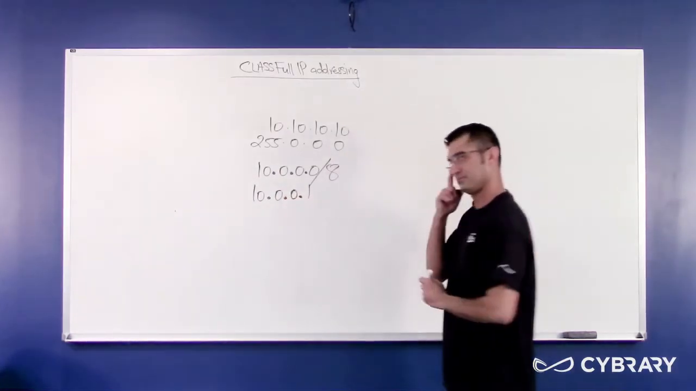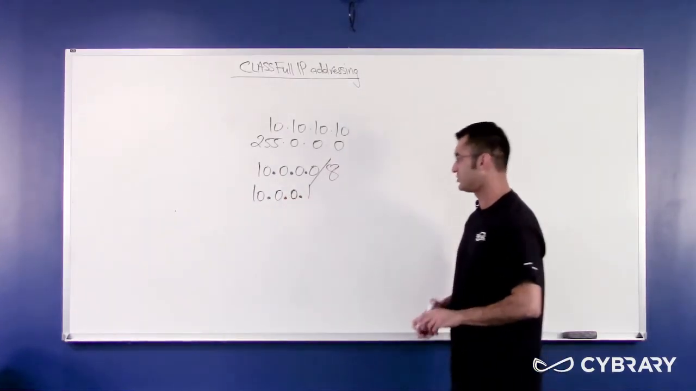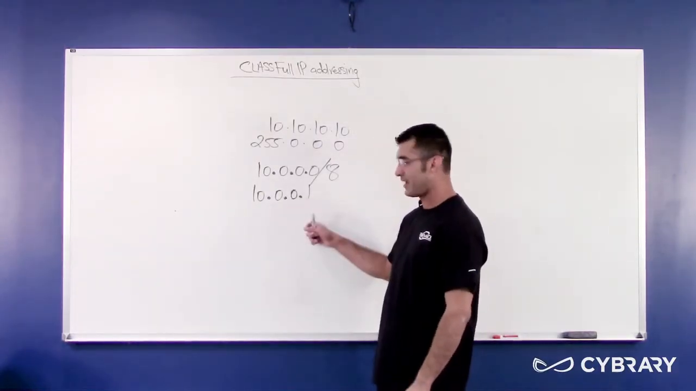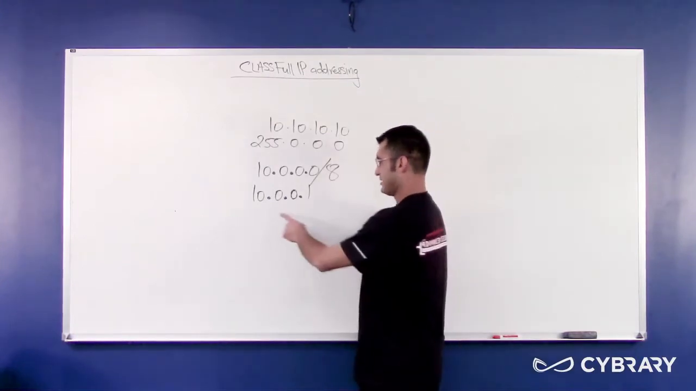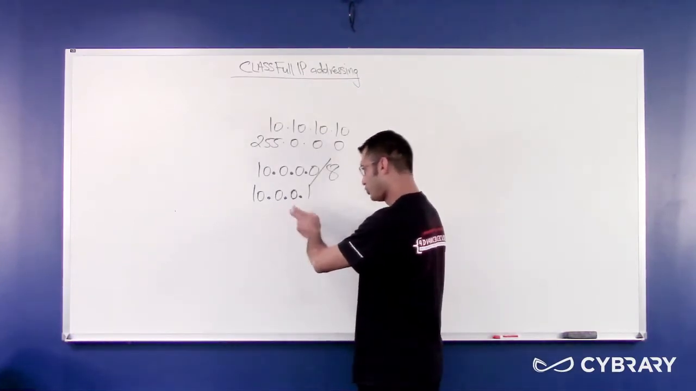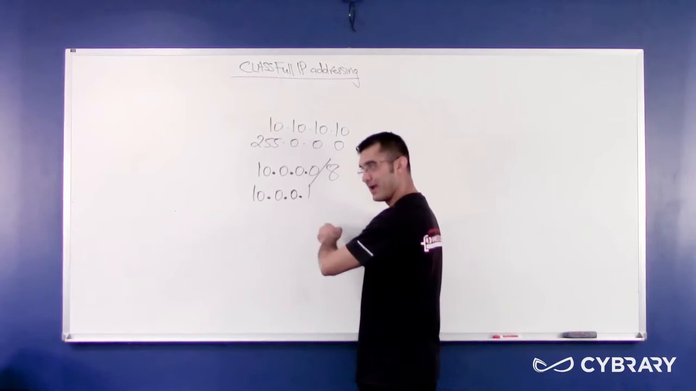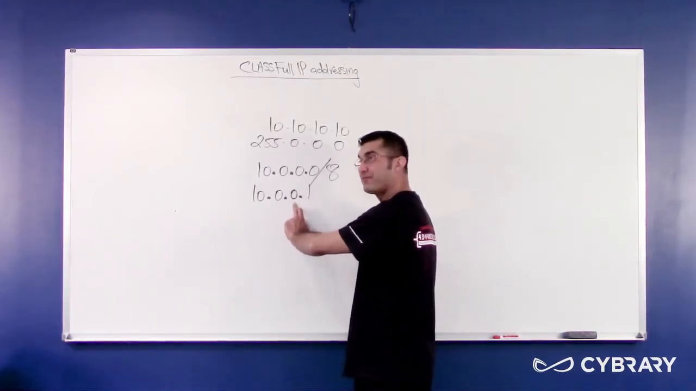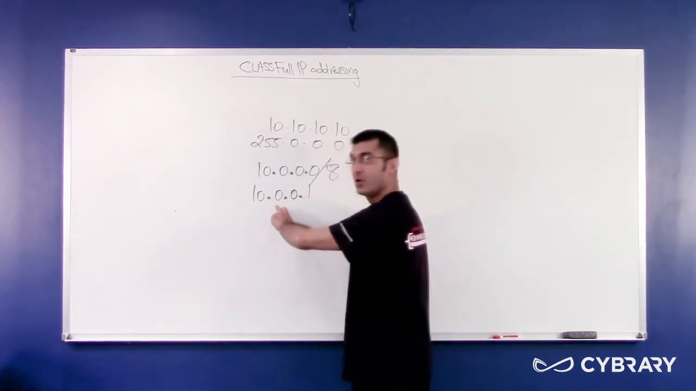10.0.0.1. Then it would go to 10.0.0.2, .3, .4, all the way to 10.0.0.255. Then it would go 10.0.1.0, 1.1, 1.255, then 2.0, and so on and so forth. When this number gets to 255, then you will add 1 over here.